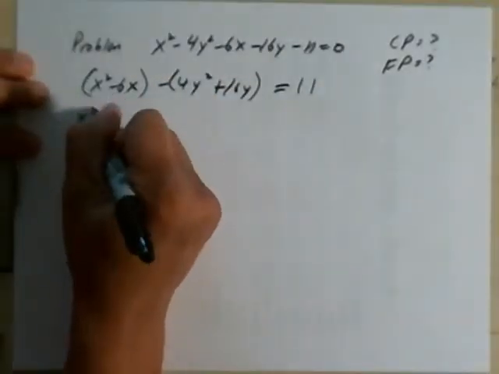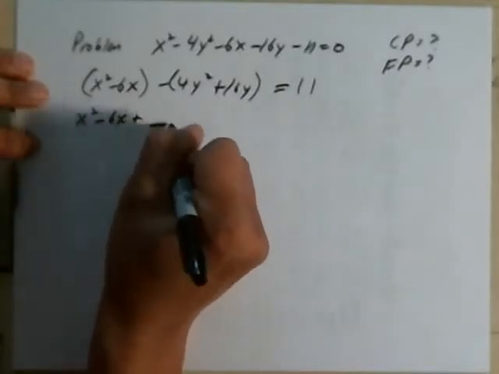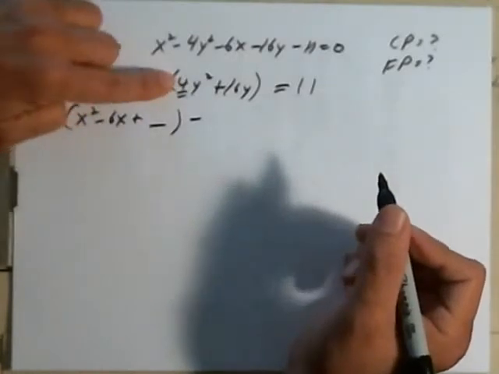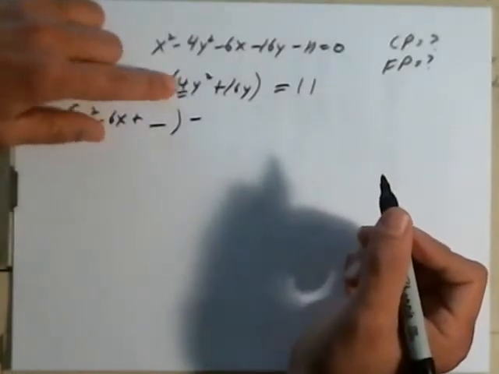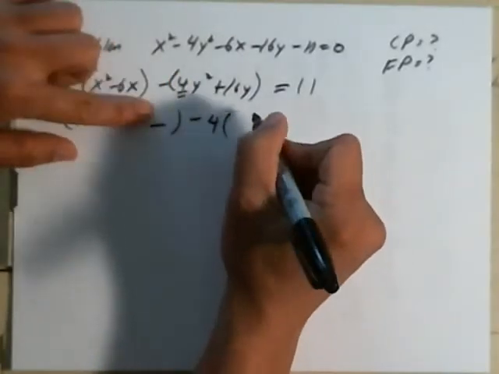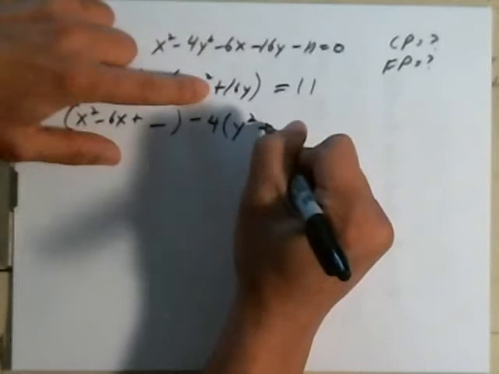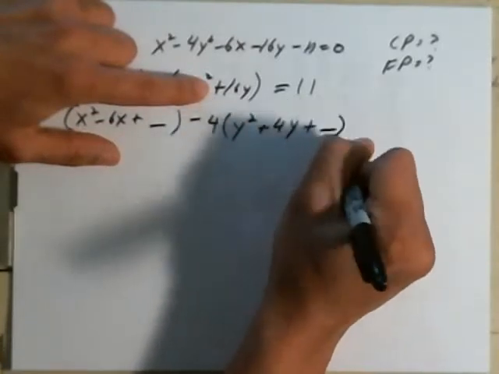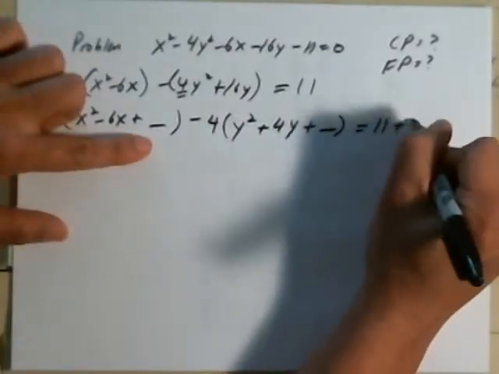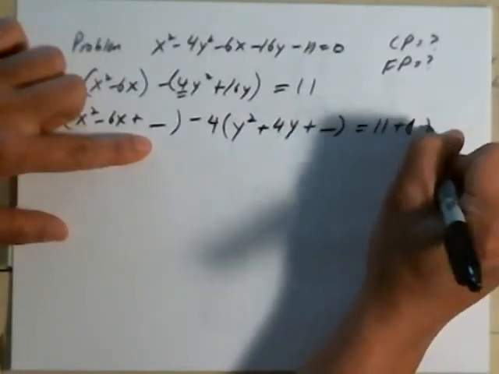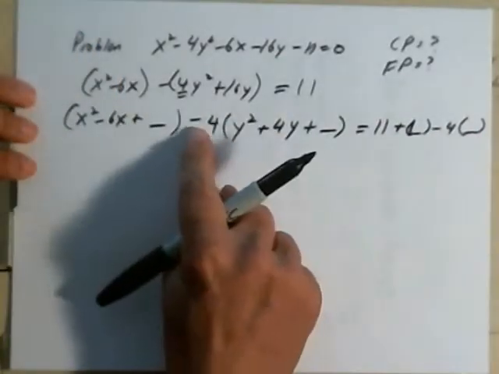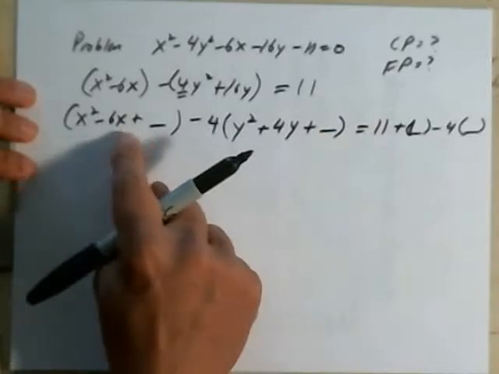We're going to complete the square. x squared minus 6x plus something. Minus, you have to completely factor out whatever the constant coefficient in front of the y squared is. So I'm going to completely factor out 4, it becomes y squared plus 4y plus something, completing the square on this one. 11 plus something minus 4 times something. That's really, really important, because it's going to be minus 4 times whatever this value is.